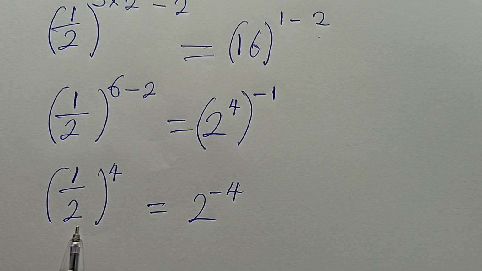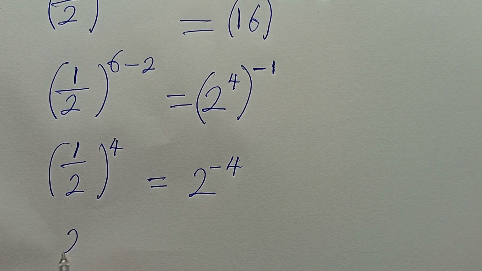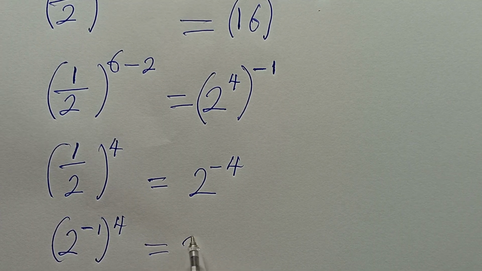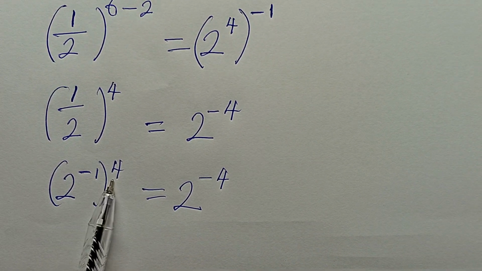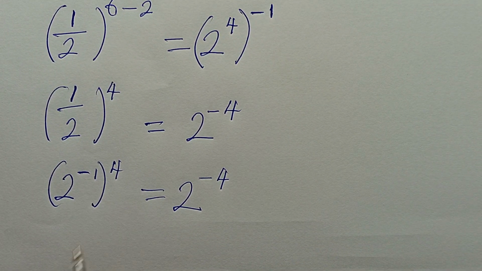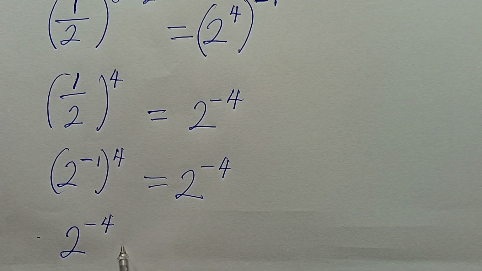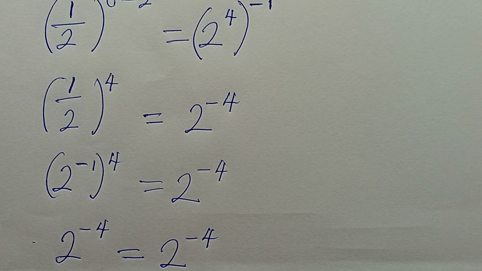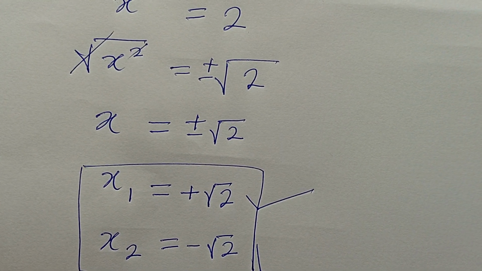If we also apply the law of indices here, this can be written as 2 to the power of minus 1, all raised to the power of 4, equal to 2 to the power of minus 4. Applying the power law of indices again, 2 to the power of minus 4 is equal to 2 to the power of minus 4. This shows that the first root we solved for actually satisfies the original equation.